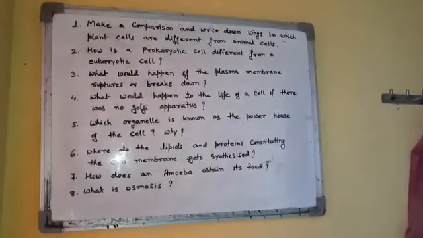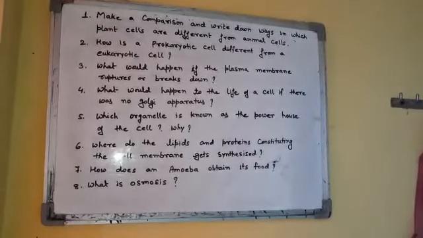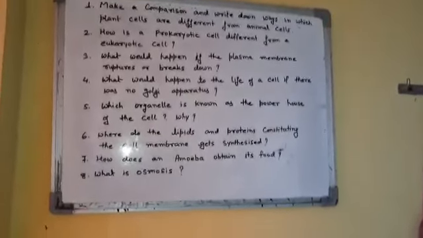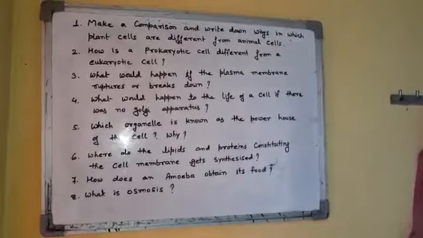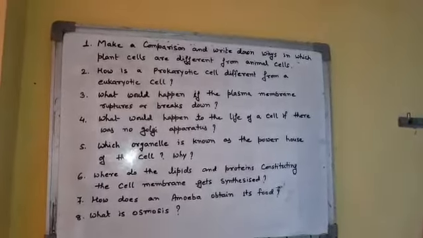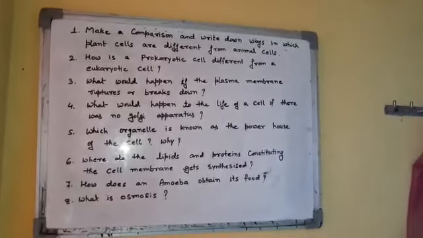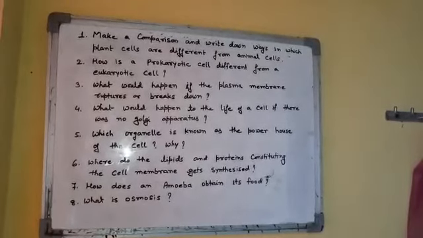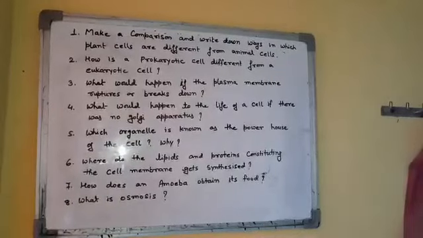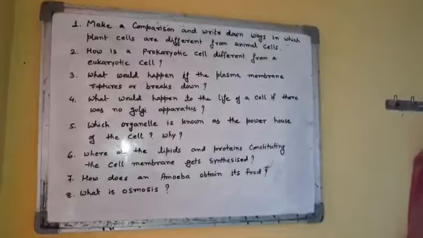The seventh question is, how does an amoeba obtain its food? You have to name the process and also explain the process of food intake mechanism of amoeba. Not only intake, but you will explain how it is digested and waste is excreted out. So you will explain the entire process of food taking in amoeba. You will have to draw the diagram also.